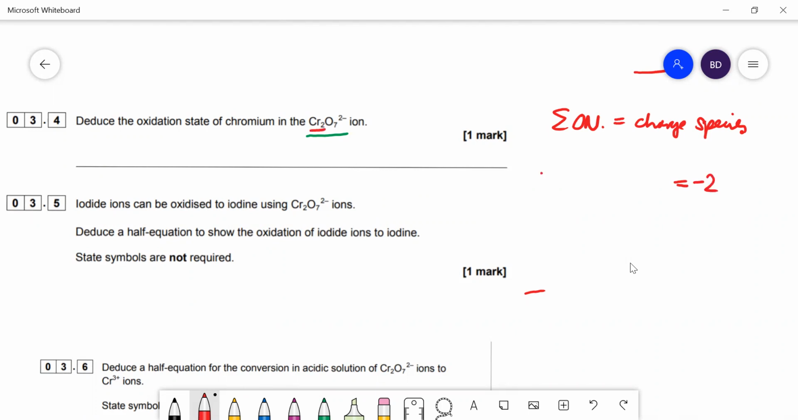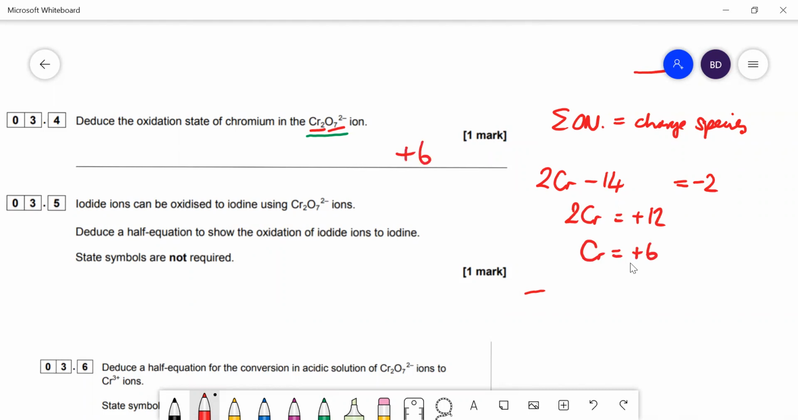We've got 2 chromium atoms. We don't know what they are, so let's call them 2Cr. That's the oxidation number of chromium. We've got 7 oxygen atoms. Each one of those oxygens is always -2, so that's going to be -14. So 2Cr, add that 14, is equal to +12. Divide by 2. Chromium's oxidation number is +6.